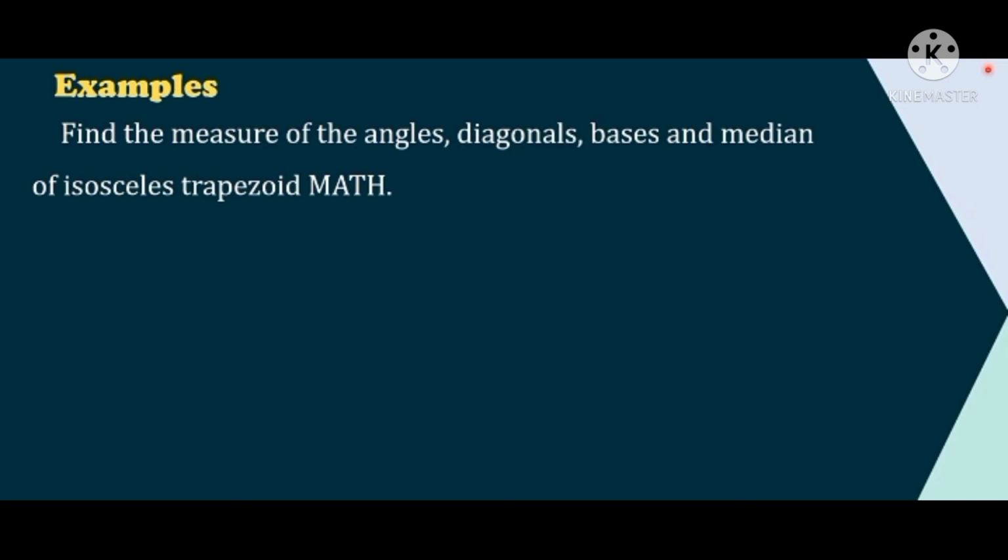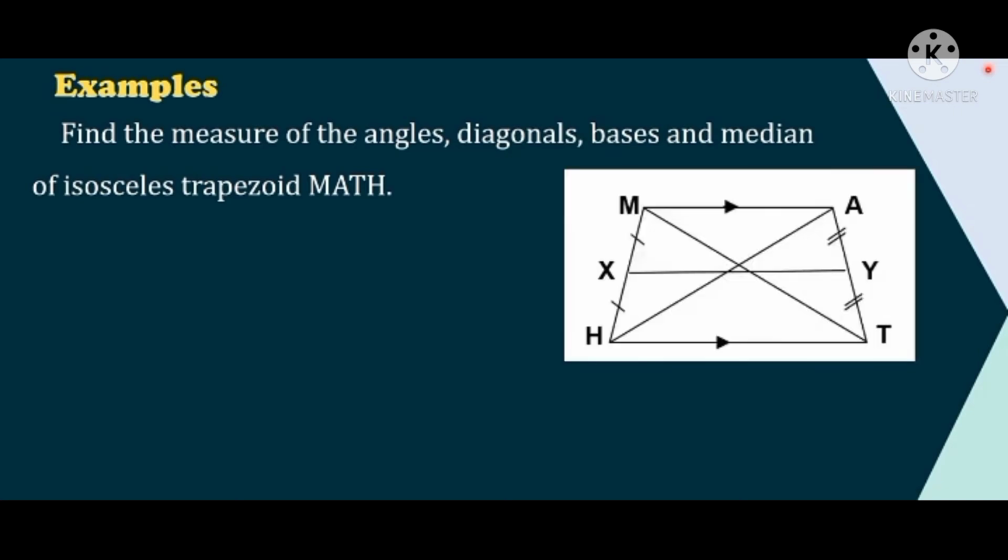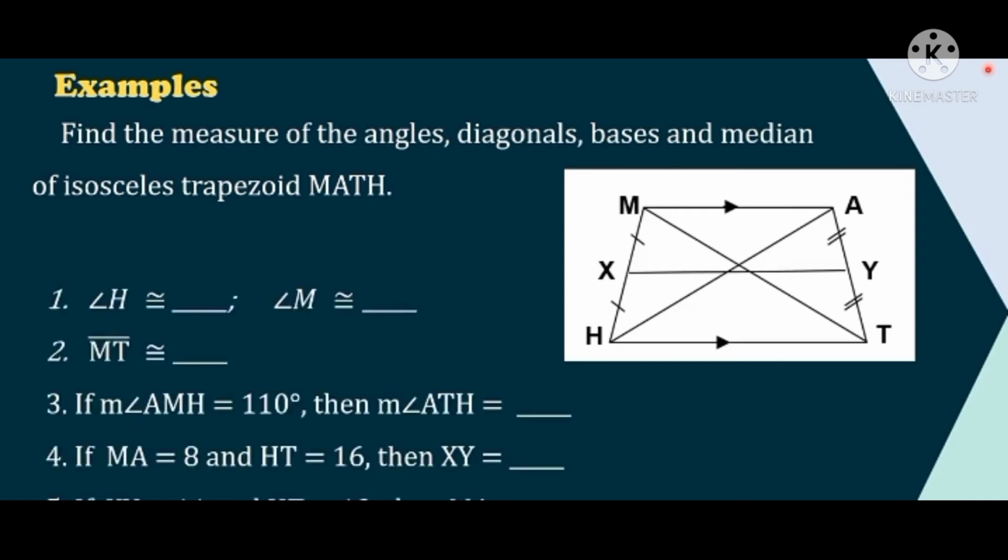Now, let us have an example. Find the measure of the angles, diagonals, bases, and medians of the isosceles trapezoid. Number 1. Angle H is congruent to angle T, and angle M is congruent to angle A. Why? Angle H and angle T are base angles, and also angle M and angle A are base angles. Remember that the base angles of an isosceles trapezoid are congruent.